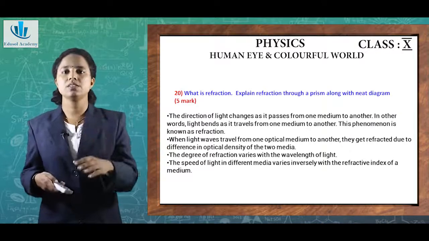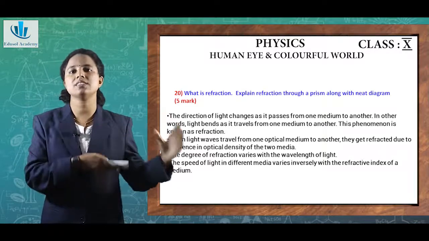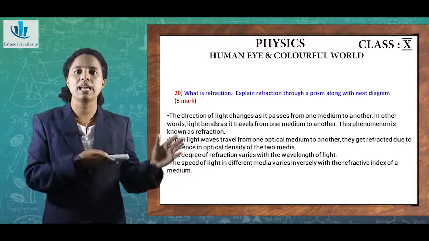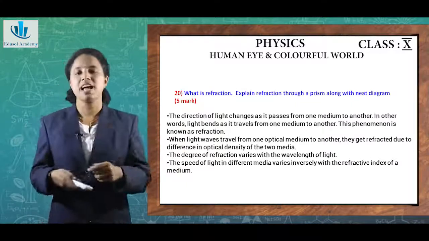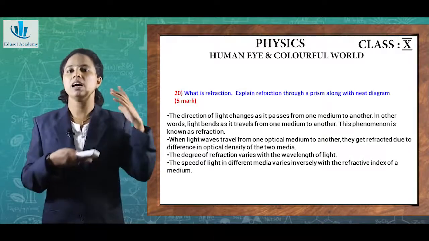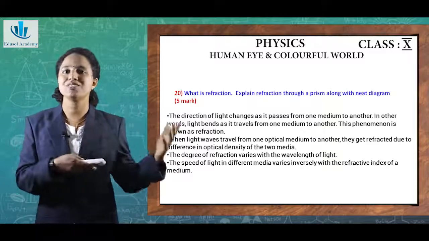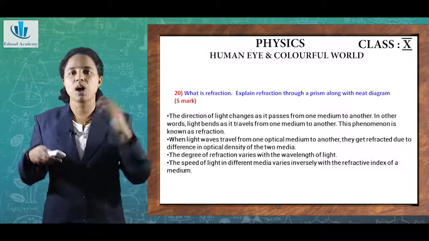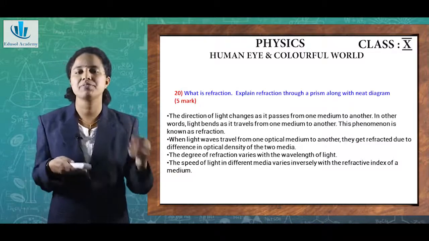So, light will bend as it travels from one medium to another, or it has a change in direction. This change in direction of light, or bending of light as it passes from one medium to another, is called refraction. There are many phenomena related to refraction, just like the rainbow and the twinkling of stars, which are certain consequences of refraction. So, when light travels from one optical medium to another, refraction happens. And why does this refraction happen?